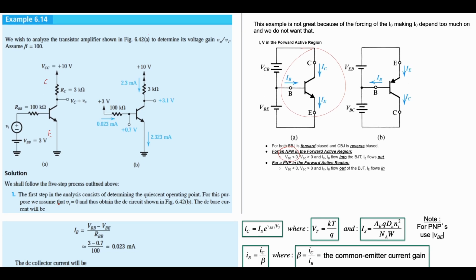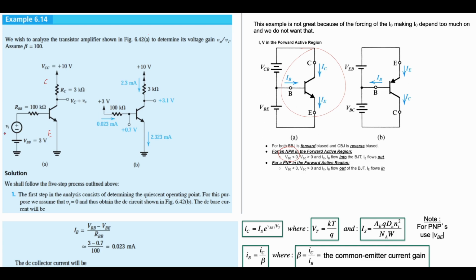The first step in the analysis consists of determining the quiescent operating point. For this purpose, we assume that our VI is equal to 0, and thus obtain the DC circuit shown in the figure. The base current is going to be the following. So our IB, and we'll come back to this in a second.